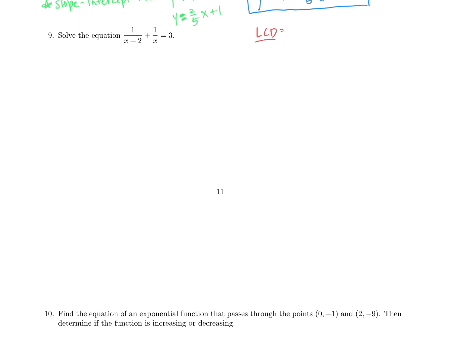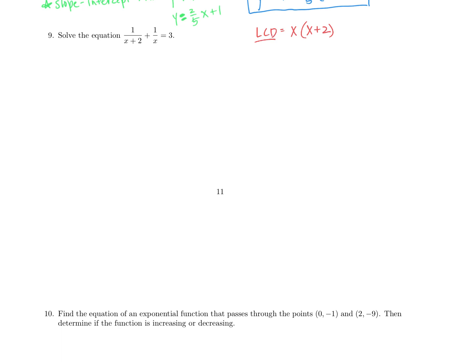Then what you do is you include each different factor in your LCD. So the first factor I see from the first denominator is x plus 2. So I need to include that factor. The next denominator has the factor x. X is different than x plus 2, so I also have to include that factor. That's all my denominators, so that's my LCD.